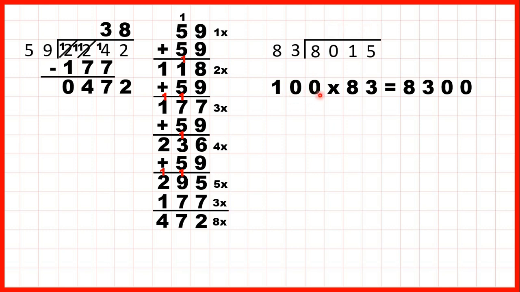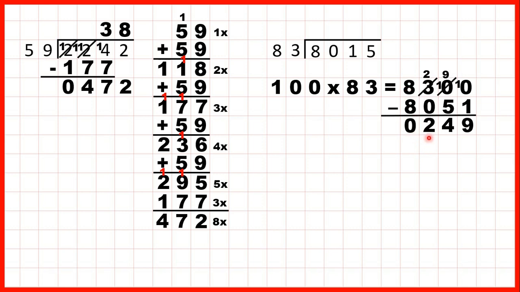What we can do is subtract 8,015 from our answer to 100 times 83. We can't do 0 minus 1, we go to the left and we have a 0, so go to the left again, 1 less, 1 in front, 1 less, 1 in front. 10 minus 1 is 9, 9 minus 5 is 4, 2 minus 0 is 2, 8 minus 8 is 0.